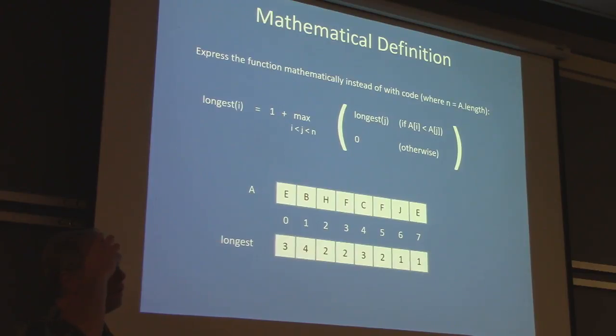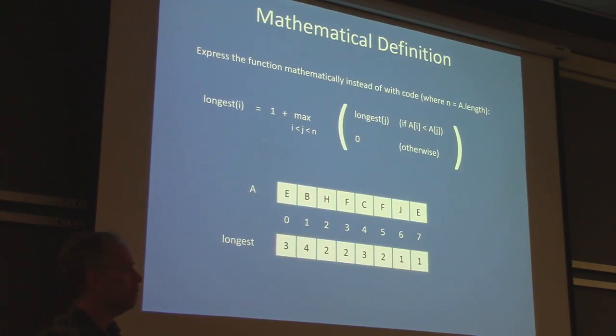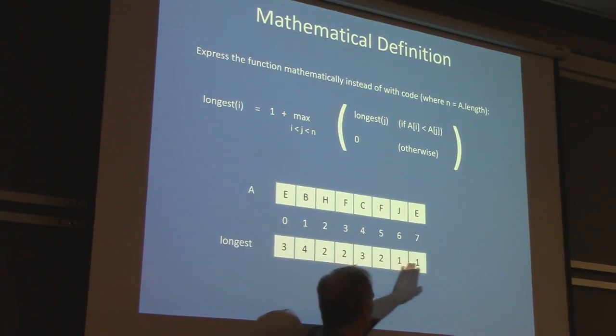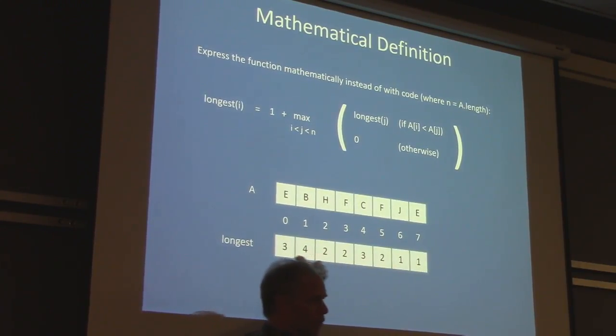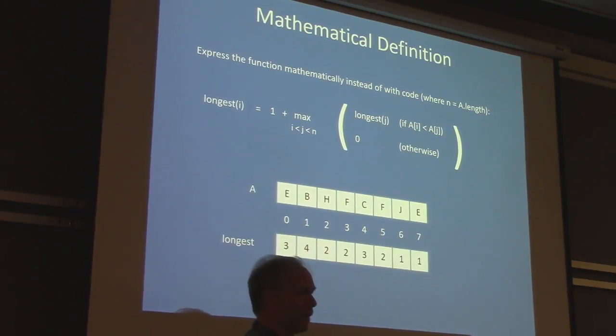Yeah? Could you also fill the array with 0 first and then go through and check? Fill the array with zeros. So the longest array, just fill it all with zeros and then work backwards? Well, yeah, it doesn't really matter what you fill it with because we're working in this direction. We never look at an entry we haven't filled in first.